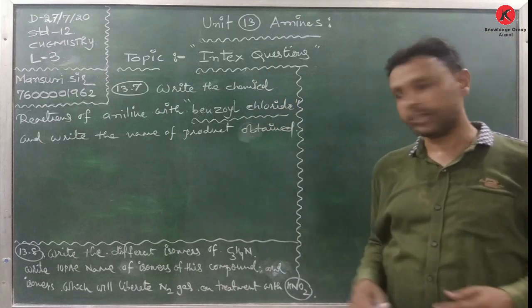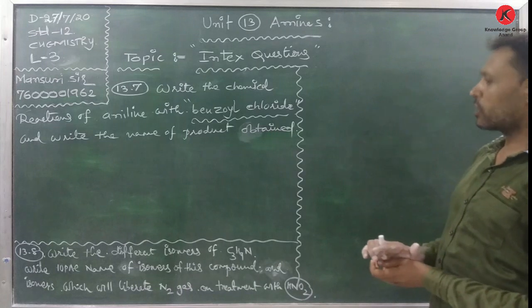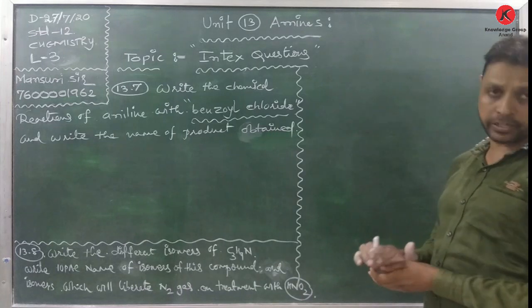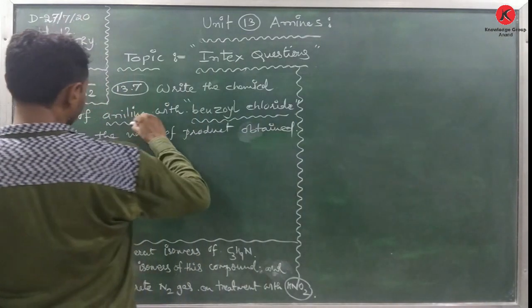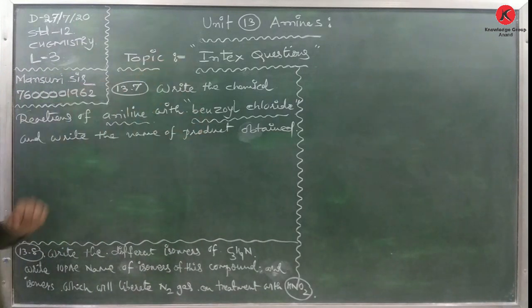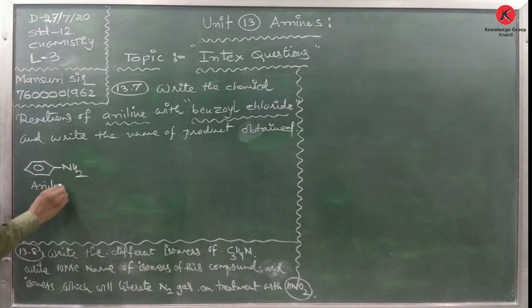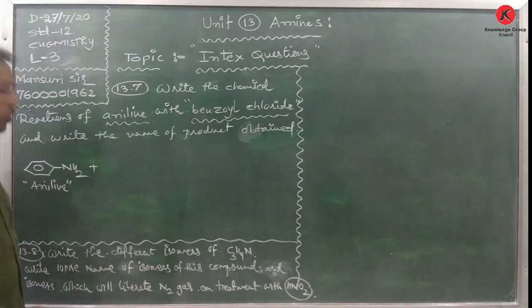Let us move to 13.7 and 13.8. Write the chemical reaction of aniline with benzoyl chloride and write the name of the product obtained. Okay. Here we are given aniline and we have to take a reaction with benzoyl chloride. Here the ring contains NH2, that means this is my aniline or benzeneamine. Aniline when reacts with benzoyl chloride.